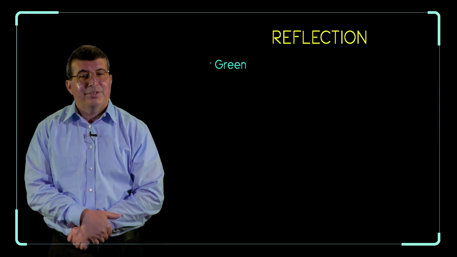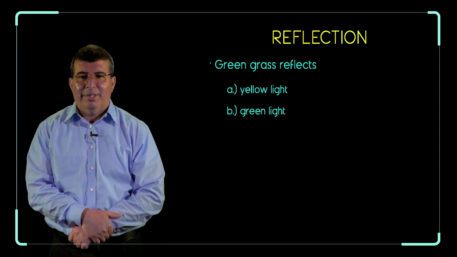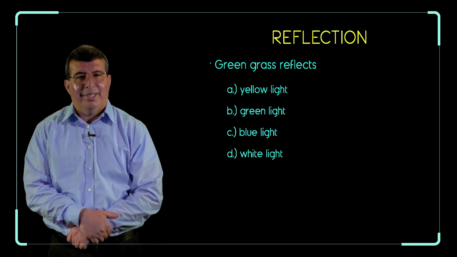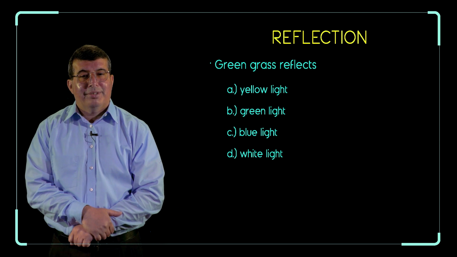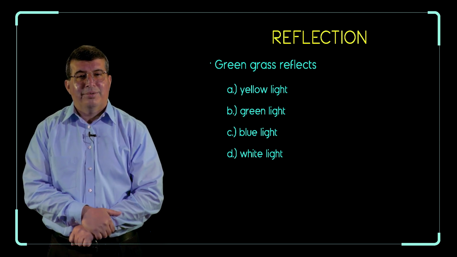Okay, let's wrap up this lesson with some questions. The first is, green grass reflects A, yellow light, B, green light, C, blue light, or D, white light? Think about it, pause, think about it, and then when you definitely have an answer, hit play again.